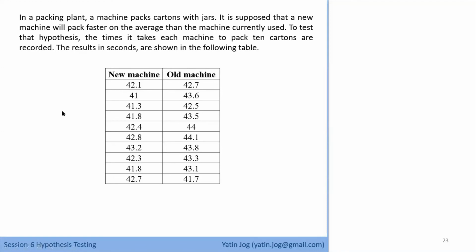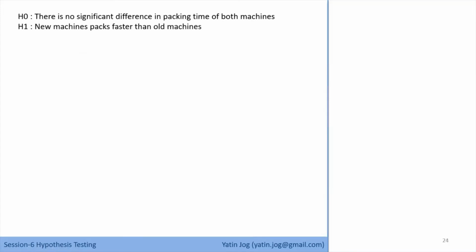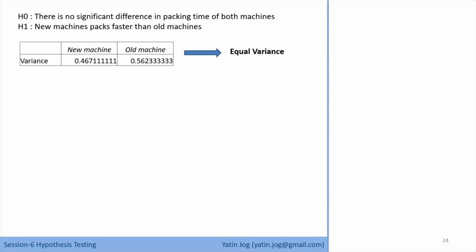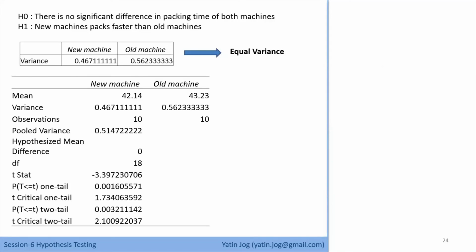So what my H0 is, H0 will be, there is no significant difference in the packing time. Yes, sir. So variances are 0.46 and 0.56, correct? Yes, sir. So I can say this is a case of equal variance, similar variance. There is not much difference in both the variances. So I can go ahead with equal variance method. So if you use equal variance method, you will get this output.